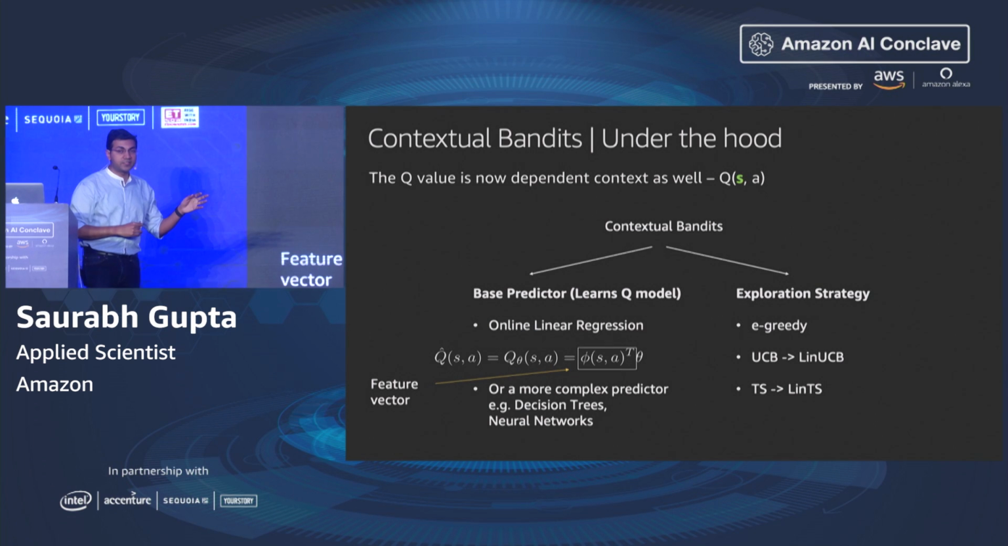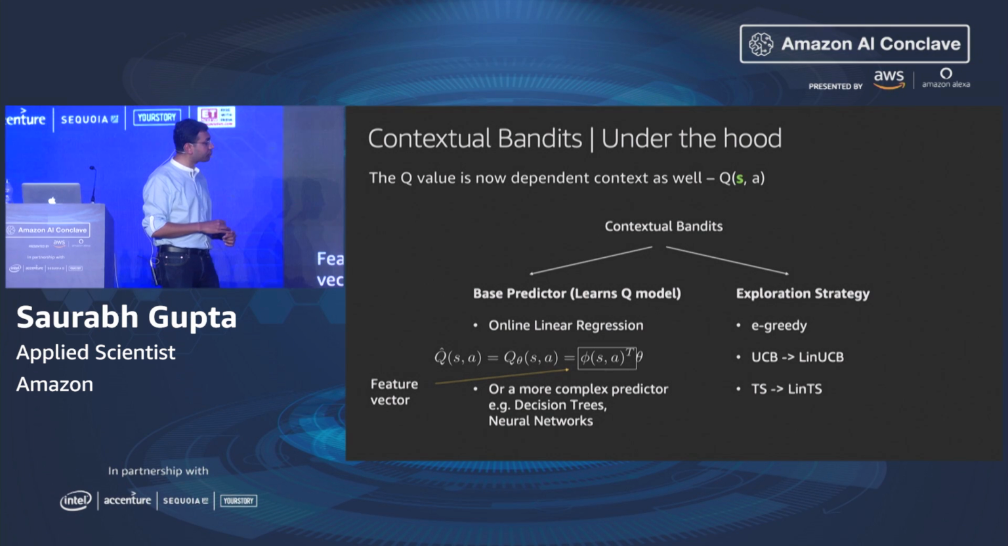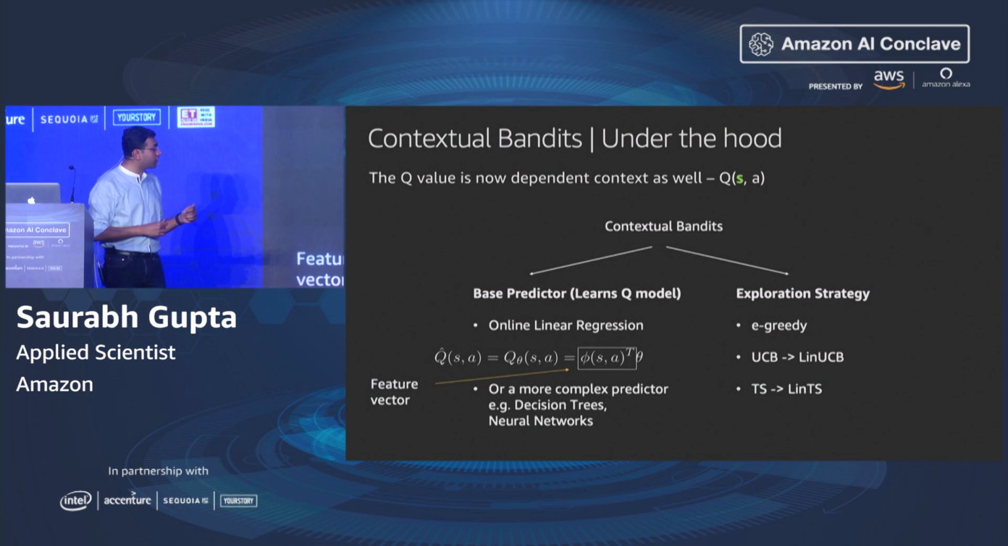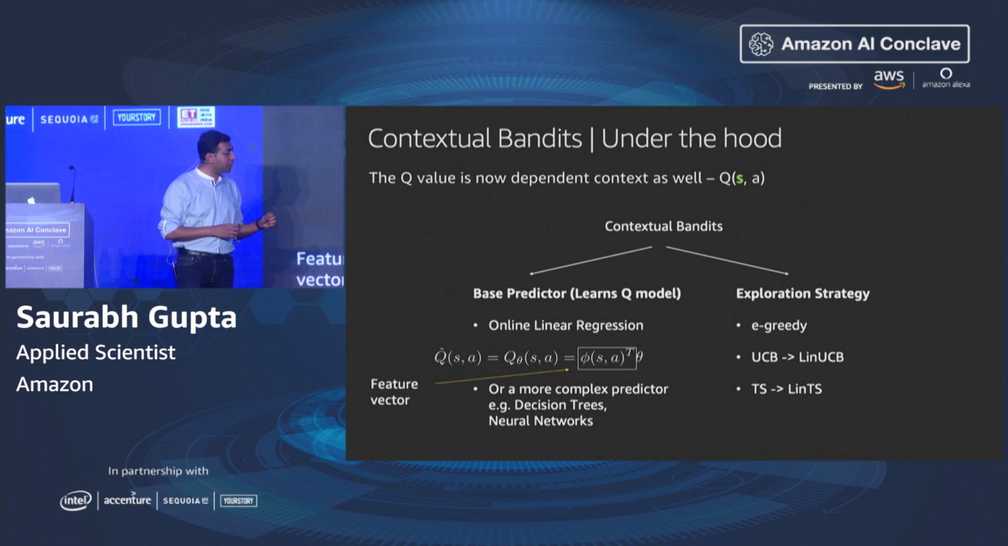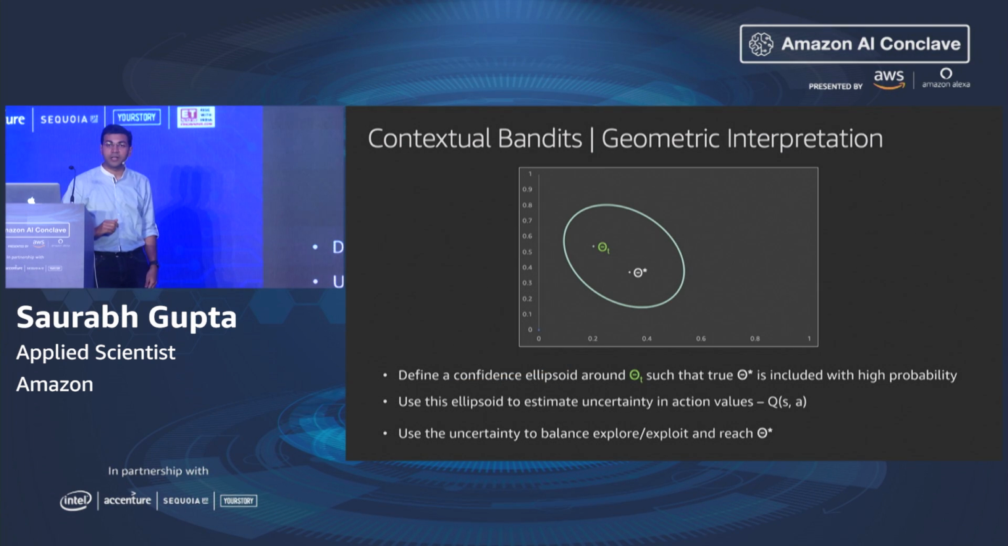So coming to exploration strategies, which operate on top of the Q model, epsilon greedy still remains the same. There is no change. UCB and Thompson sampling evolved to Lin UCB and Lin Thompson sampling. If you recall, earlier we were maintaining uncertainty estimates around the Q values. Now we maintain the uncertainty estimates around theta, the weight vector of the linear regressor that we are learning.